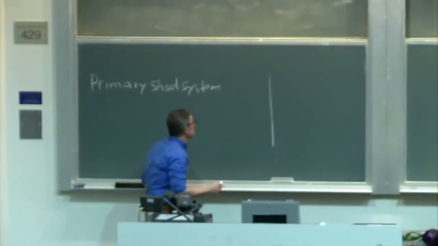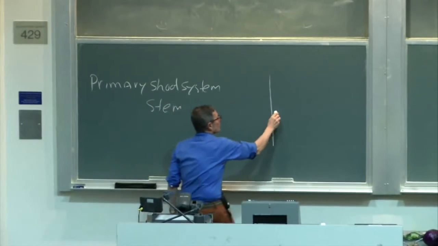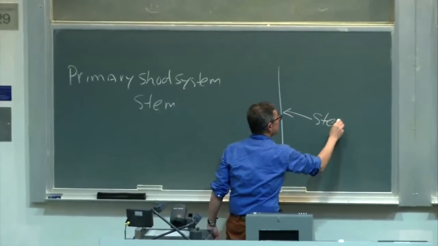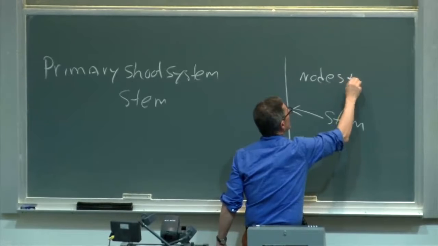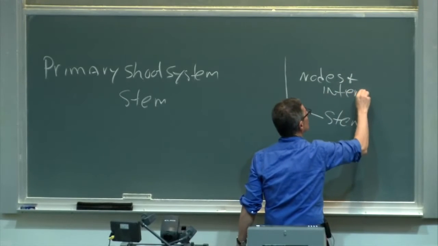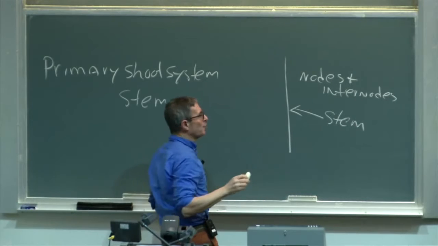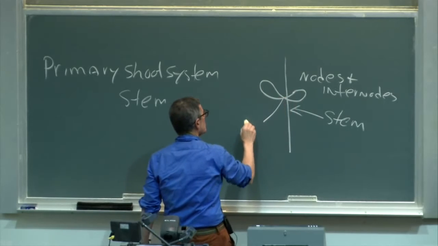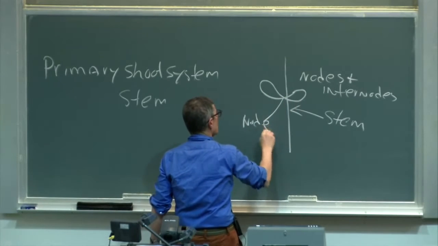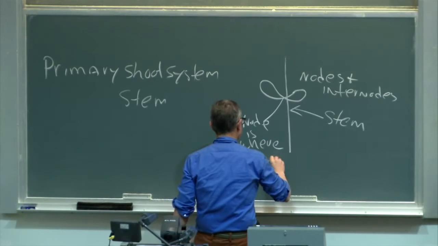The first thing we want to keep in mind is that the shoot system is made up of a stem, which is divided, as we said, into nodes and internodes. And a node, this should be review for you, is the place of the attachment of the leaves. So node is where the leaves are attached.